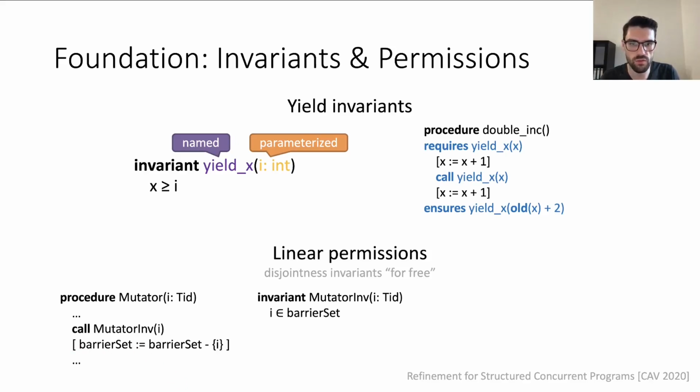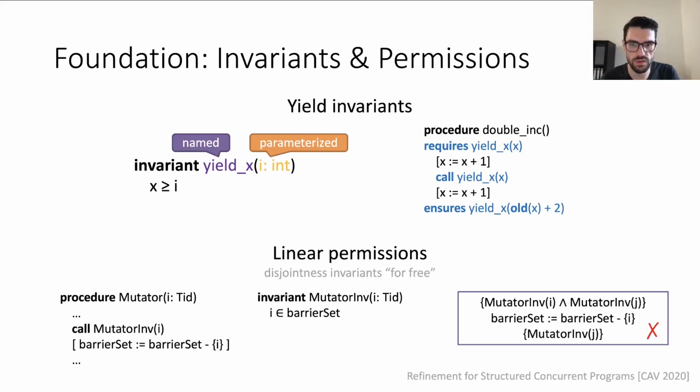Now, the issue is that if we want to prove non-interference, let's say two threads i and j are both at the mutator invariant, and then we execute this code fragment to remove thread i from the barrier set, we still want to have that mutator invariant holds for thread j. However, without any further information, this does not hold, because i and j can actually be equal, which really comes from this issue that we are combining code from two different contexts.